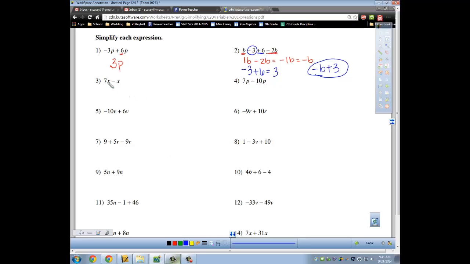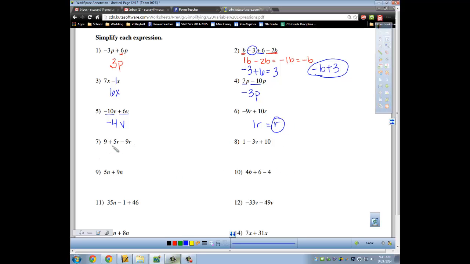Number 3 isn't too bad. 7x minus 1x is 6x. Number 4, 7 minus 10 will give us a negative 3p. 5, negative 10v plus 6v, different signs subtract to get 4. Bigger number is negative so negative, stick your v by it. Number 6, negative 9r plus 10r, different signs subtract, so we get 1r. Bigger number is positive, so it's positive 1r or just regular r.